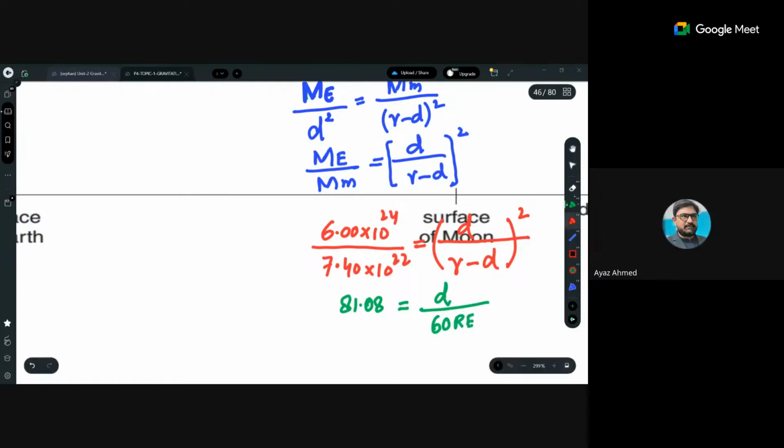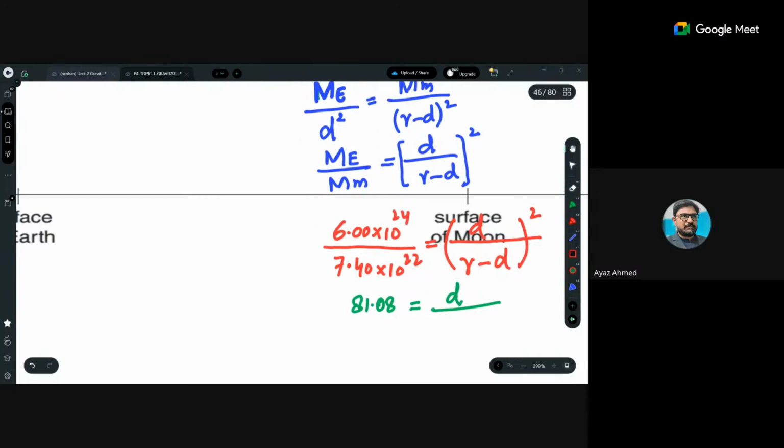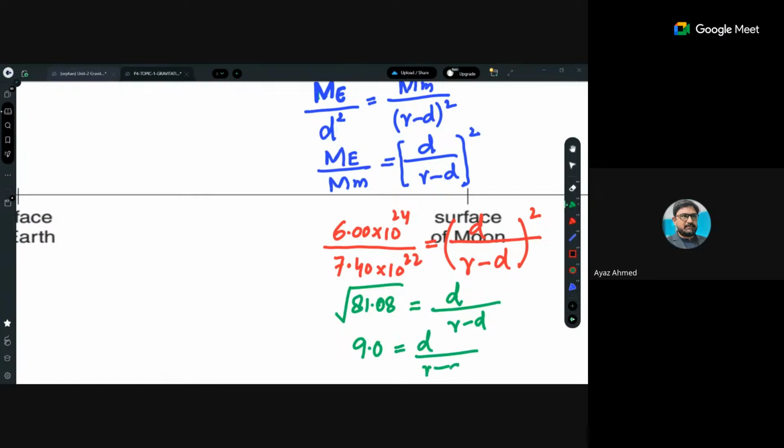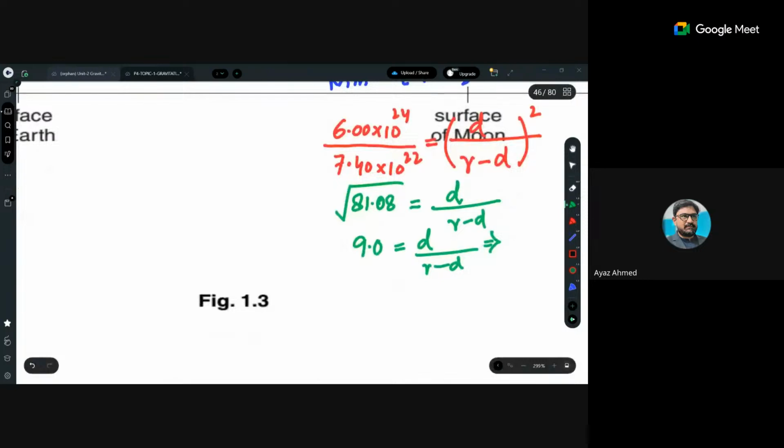Just after that I will make it. It is r minus d. So I'm taking the square root on both sides. So it would become 9. 9.0 is equal to d divided by r minus d. So from here, my d will be equal to 9r minus 9d. So what will be d? Just calculate this.